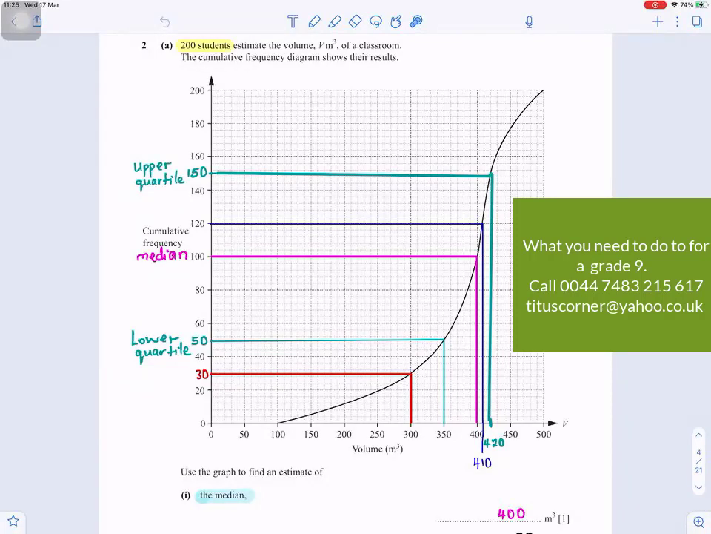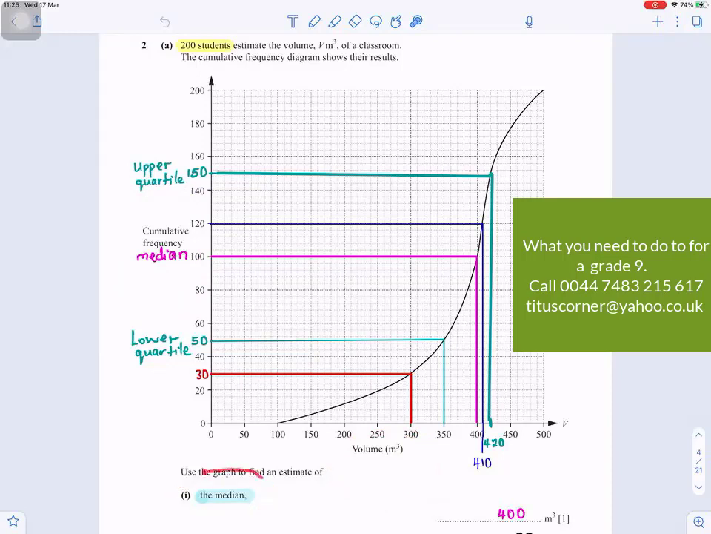Question 2a. 200 students estimate the volume V cubic meters of a classroom. The cumulative frequency diagram shows their results. So the cumulative frequency is always on the y-axis, the volume on the x-axis. Use the graph to find an estimate for the median.